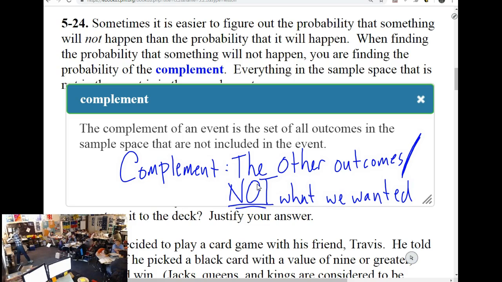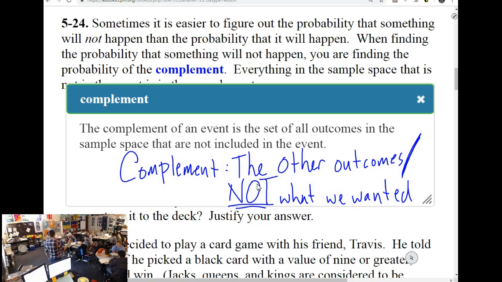So if I'm betting my money on clubs, what's the complement? The other seats, right? The not clubs, the spades, the diamonds, the hearts. If I'm betting my money on black, what's the complement? Red. If I pull out a die, how many sides are on a standard die? 6, unless you're a super nerd and you walk around with a D20 in your pocket.